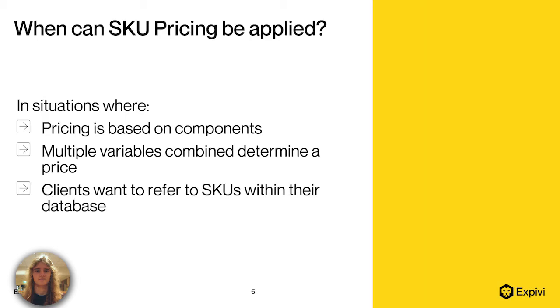Which situations are suitable for using SKU pricing? These include situations in which your prices are based on individual components, and if your product requires multiple variables in order to define a price, as well as a situation in which a client or integration partner wants to refer to a specific SKU defined within the hierarchy. This is useful if clients want to link their order created within the integrated platform to directly transfer all SKU data over to, for example, a production line.